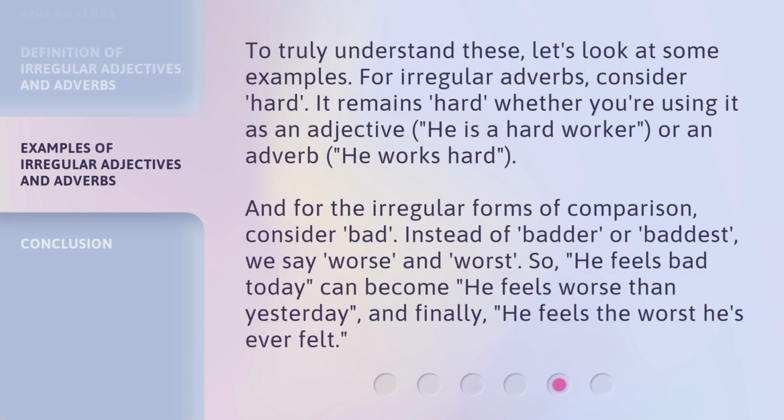To truly understand these, let's look at some examples. For irregular adverbs, consider hard. It remains hard whether you're using it as an adjective, "He is a hard worker," or an adverb, "He works hard." And for the irregular forms of comparison, consider bad. Instead of badder or baddest, we say worse and worst. So, "He feels bad today" can become "He feels worse than yesterday," and finally, "He feels the worst he's ever felt."